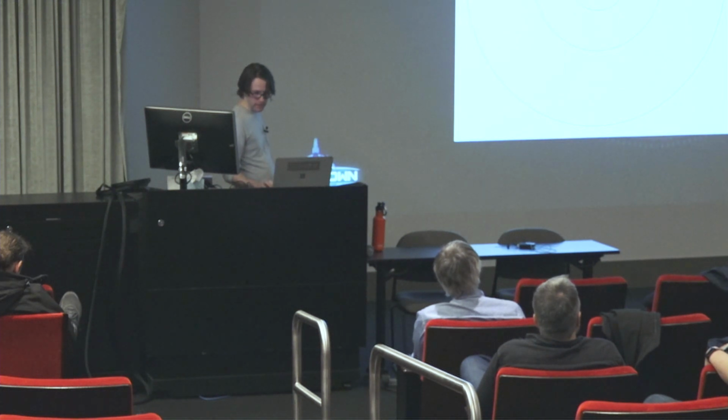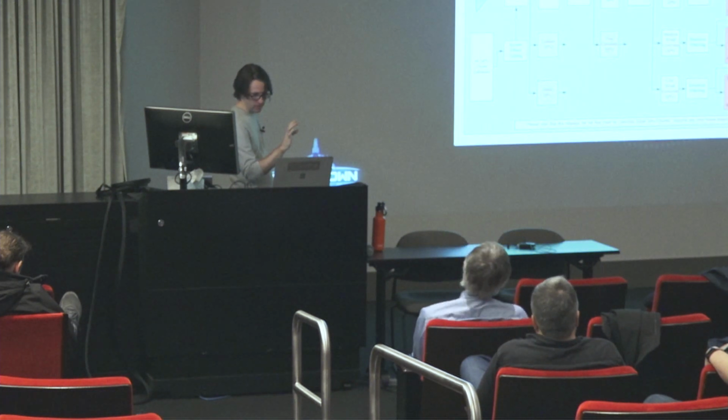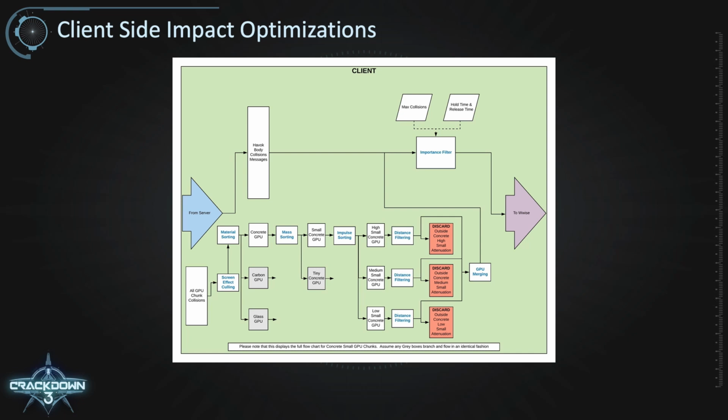All right, so now on to the client. Here we have the filtered and merged collisions from the server being combined with the GPU chunk collisions, which are generated by the client. The GPU chunk collisions are first filtered by a screen culling effect, which basically disregards collisions that are off screen. And then we apply the same style of filtering and merging that we did for the Havok bodies to the GPU collisions. Once that's done, we can combine them all together, the Havok body collisions and the GPU collisions, and we're going to send them to our importance filter, as you see on the top right of our diagram here.